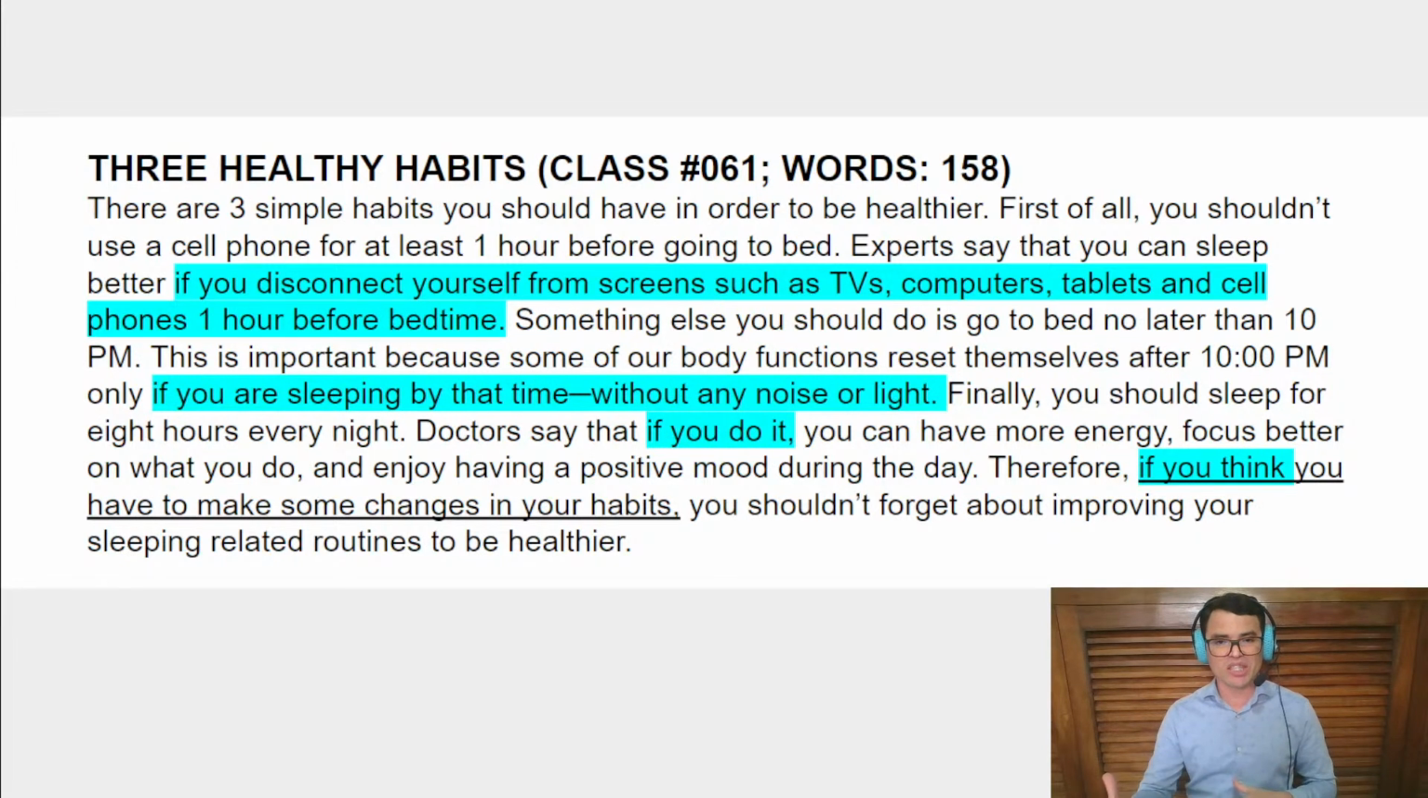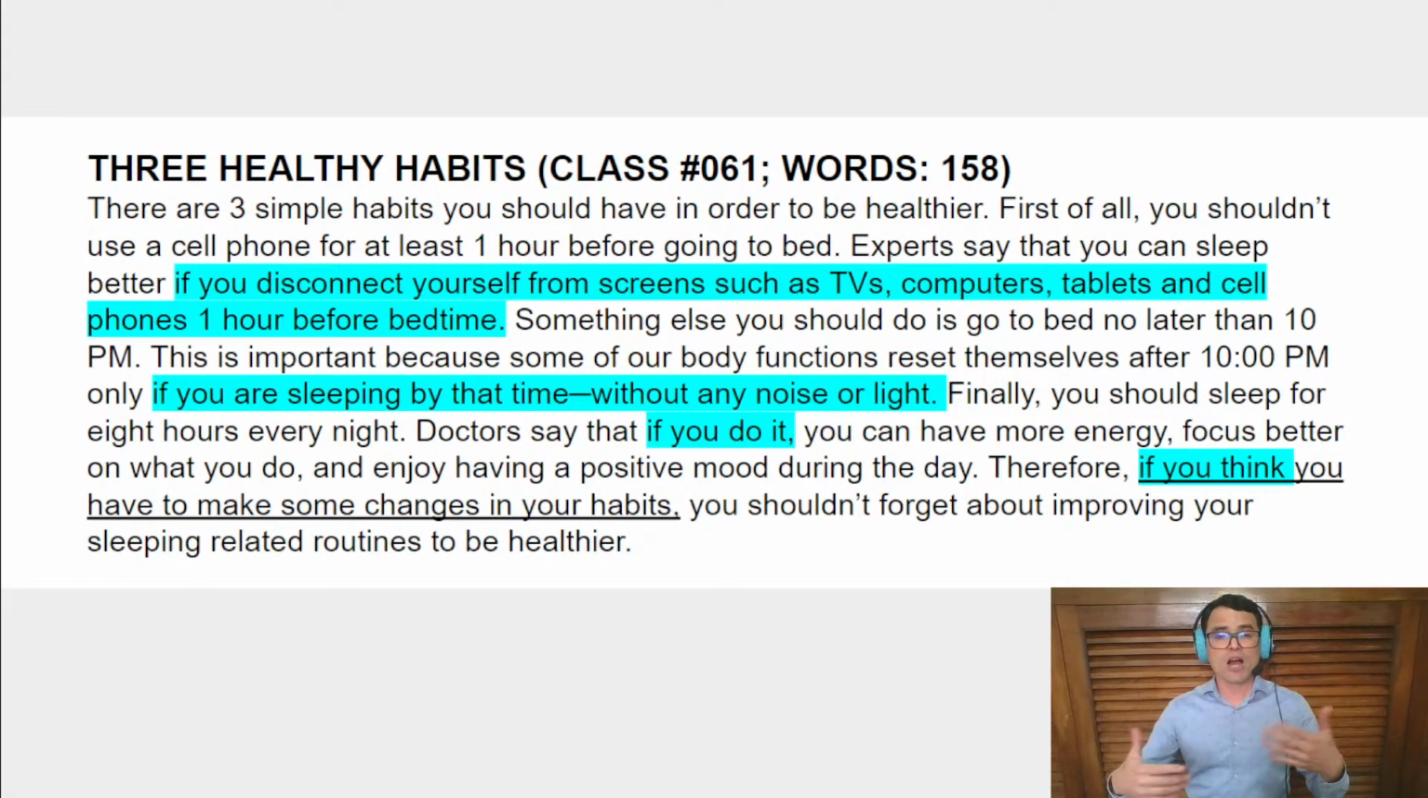So if you do it, that is the condition. And finally, if you think you have to make some changes in your habits, the key part we are focusing on here is if you think. Conditional if, subject you, and the verb in base form. Here in this case, you can conjugate the verb, of course, depending on the subject, because you're not using a modal here. If you think, that's it.